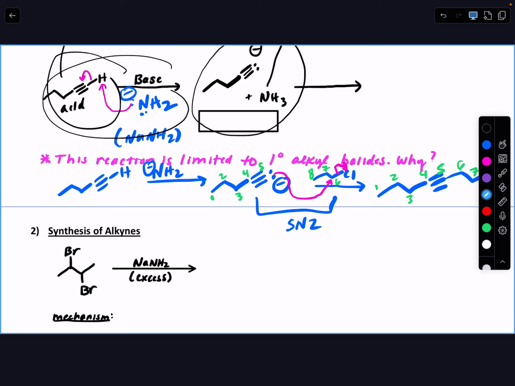And that's a very fancy waste of time way to do an E2 reaction, because you can just take your alkyl halide and add sodium hydroxide and call it a day. So you wouldn't want to do this on a secondary or tertiary because that would be a very weird way to do an elimination reaction. It wouldn't give you the new bond.